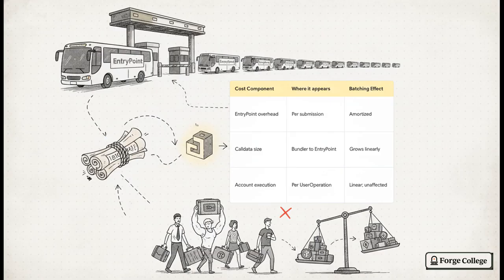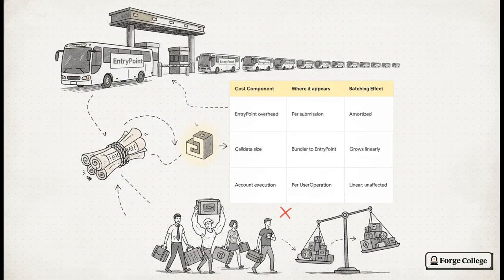But skip down a bit, and we have account execution. Now this is variable. This is the actual heavy lifting your specific smart contract does. Updating storage, moving tokens, it scales linearly. If a specific passenger is carrying 10 giant suitcases of storage rights, batching doesn't magically make those suitcases any lighter. The execution cost is completely unaffected by batching.